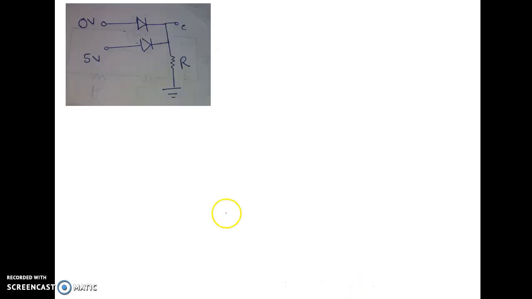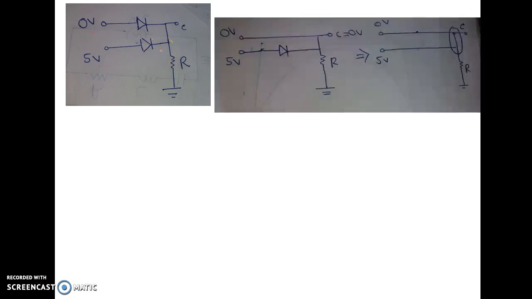Okay. Now, next case, let us assume A equal to 0 volt and B equal to 5 volt, and let us see what happens for the diodes. Now, let us consider the D1 diode is turned on. When A is 0 volt, B is 5 volt. As soon as the D1 diode is turned on, we can replace the diode by short circuit. So basically the output C will get 0 volt.